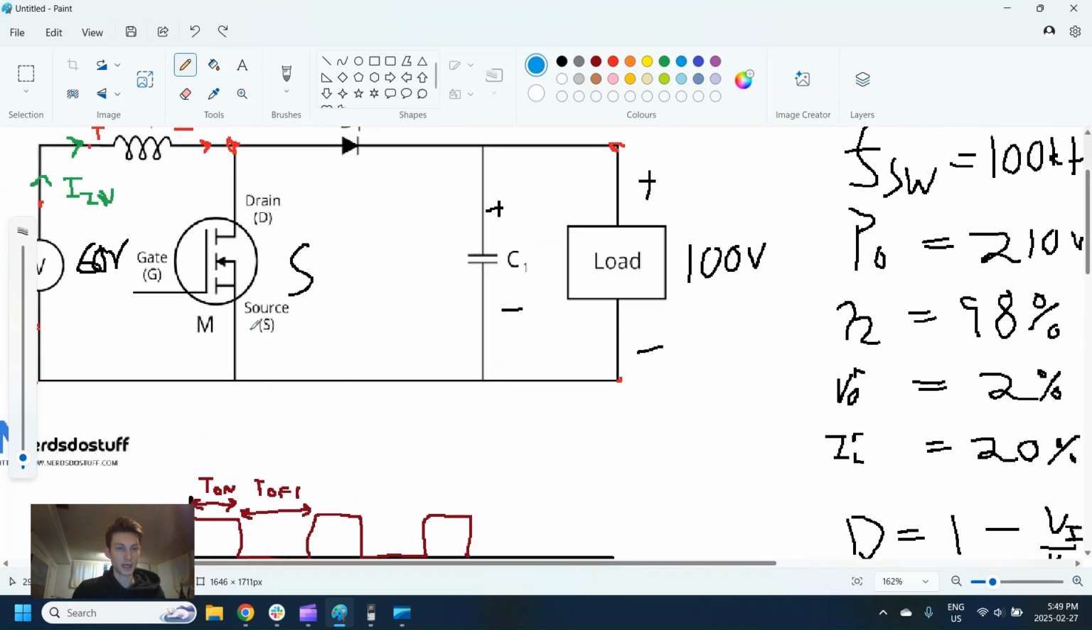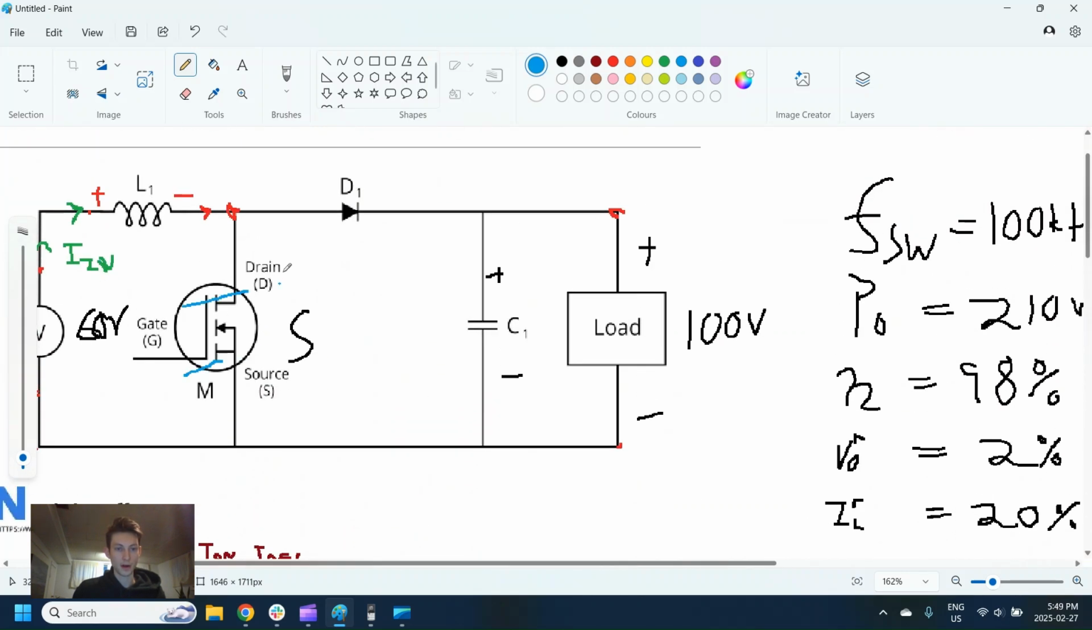Oh yeah, current through the diode. So when this is open, all of the current from this node here has to go through the diode. There's no other path for it to go to. Any current built up in the inductor, this inductor is going to wind up, it's going to shoot all its current through the diode.